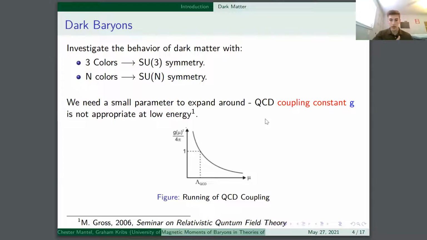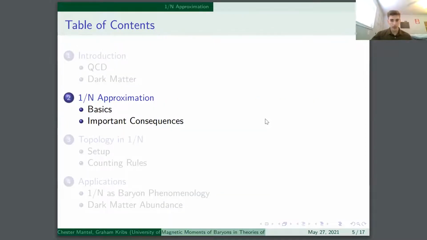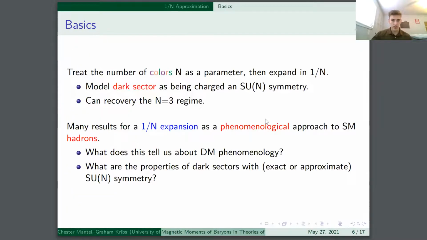And in that case, we need to find a new expansion parameter, which gets me to the 1 over N approximation. So we treat the number of colors N as a parameter. In what we have observed, we have only 3 colors, N equals 3. But if you just imagine that it is larger than that and then take 1 over N, that's a small parameter.